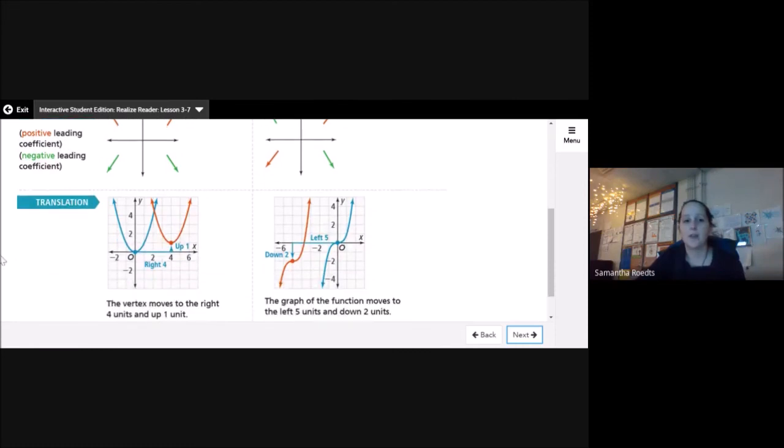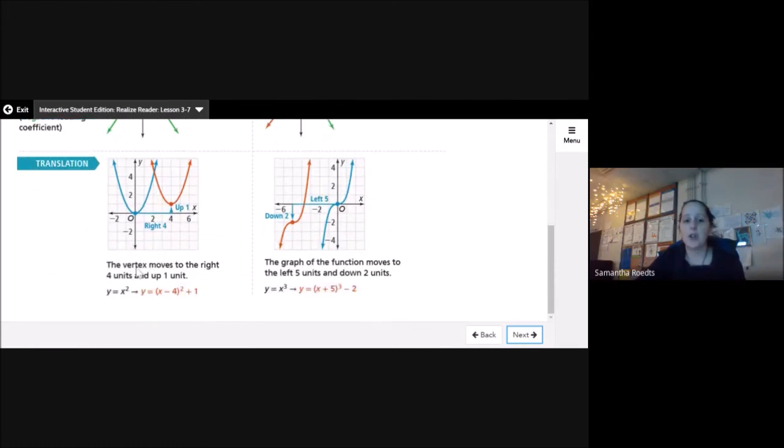Okay. So translations, you can have the vertex move to the right, left, up, or down. Same with odds. So the graph of the function moves to the left 5 units and down 2 units. So here's the original, 5, 2. This even function moved over 4 and up 1. And that is the end of Unit 3, Lesson 7.